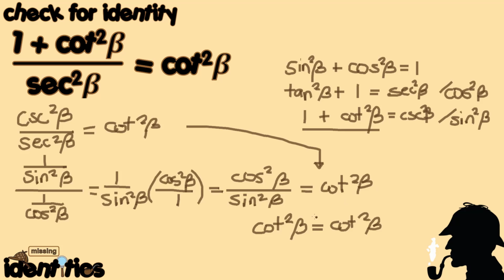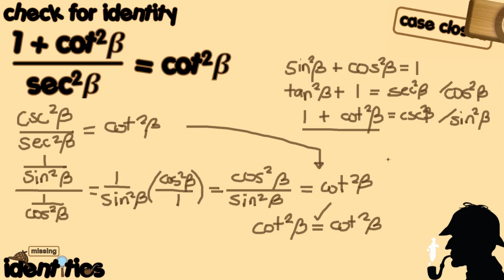At this time, we have now verified the given identity using, again, the concept of Pythagorean identities and the equivalence of the cosecant and secant squared into either sine or cosine. And with this, we are done. This case for missing identity is now closed.